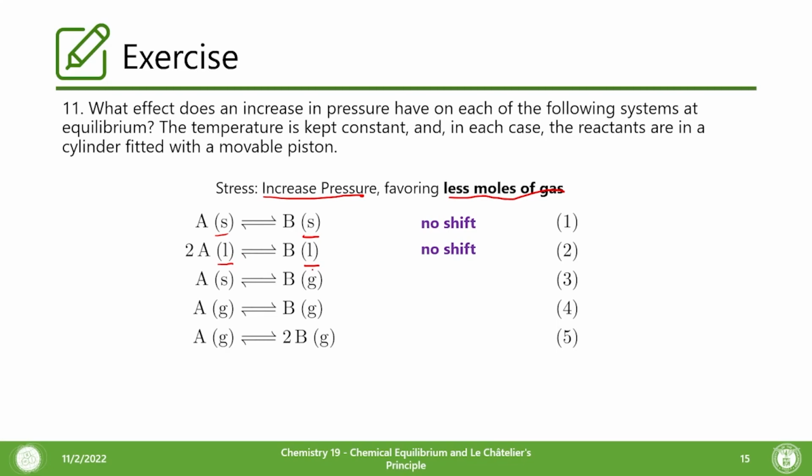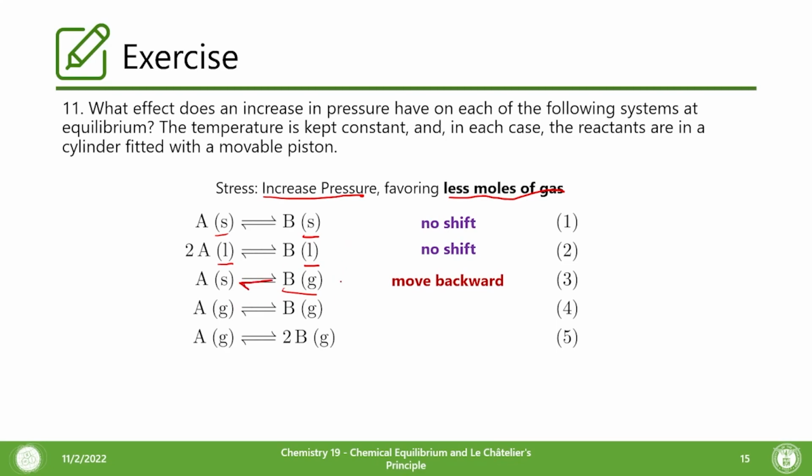Okay. Now we have A to B, which has moles of gas in the product side. It'll actually move backwards. Okay, so why? Because we favor less moles of gas, we'll move to the side with the solid na lang. So it'll move backward. Okay.